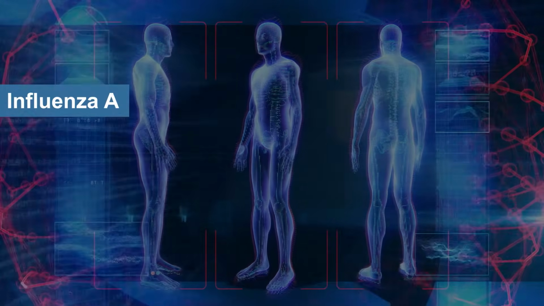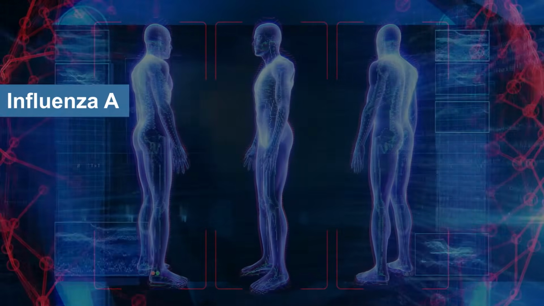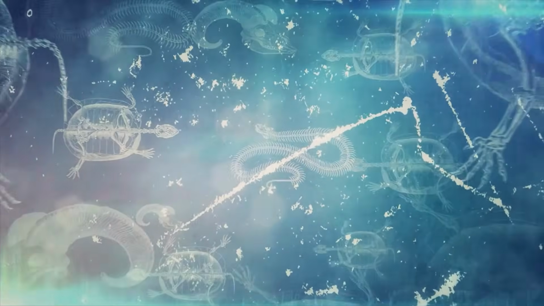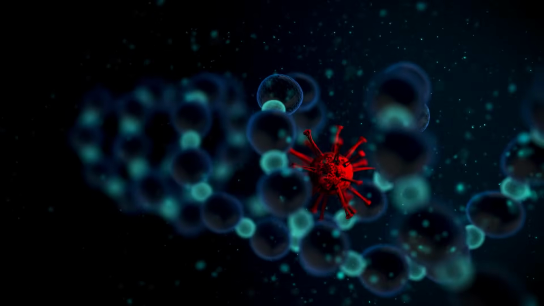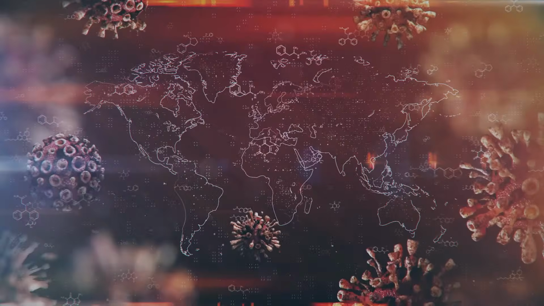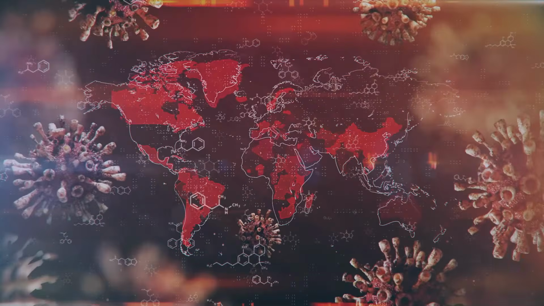Influenza A viruses are especially important because they are capable of infecting both humans and animals, including birds and pigs. This ability allows influenza A viruses to undergo genetic changes that can lead to pandemics, which are global outbreaks of disease.